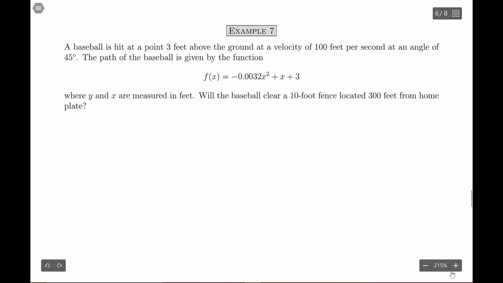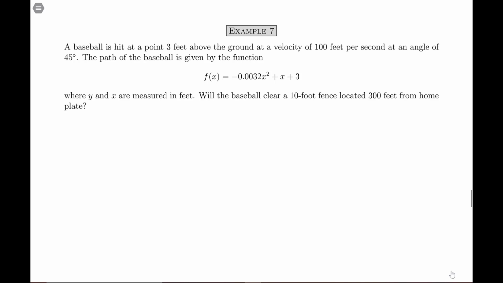Example 7, a baseball is hit at a point 3 feet above the ground at a velocity of 100 feet per second at an angle of 45 degrees. The path of the baseball is given by the function f of x equals negative 0.0032 x squared plus x plus 3, where y and x are measured in feet. Will the baseball clear a 10-foot fence located 300 feet from home plate? So all that means is we're substituting in values.